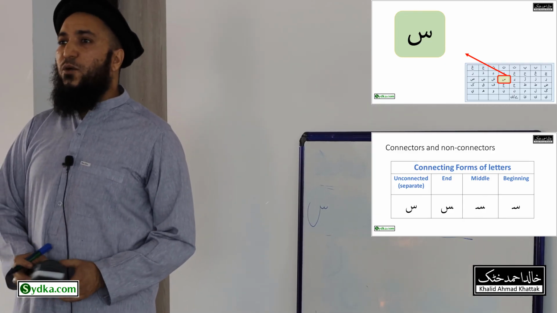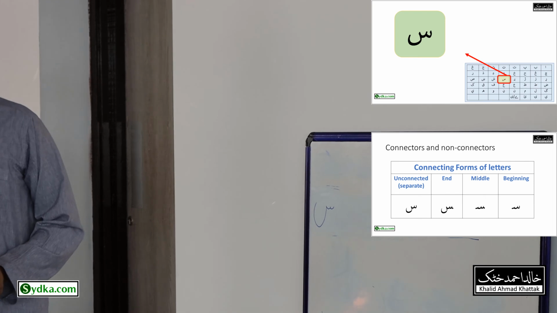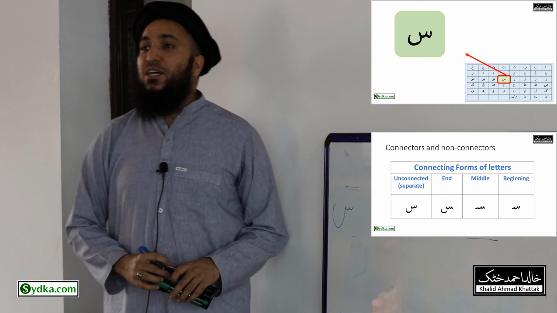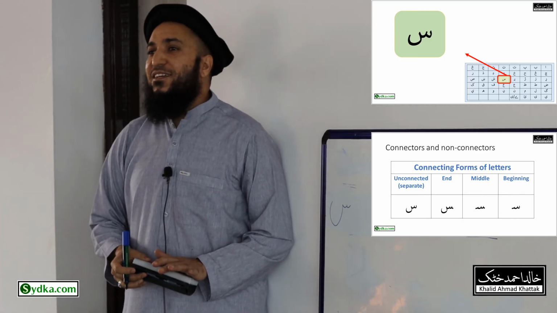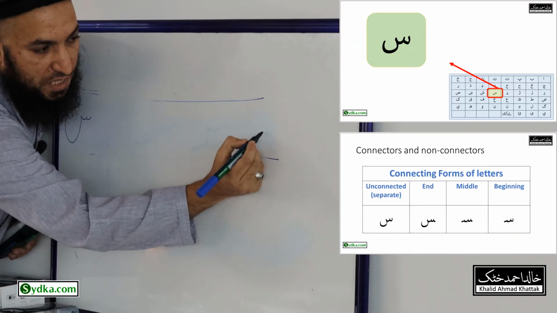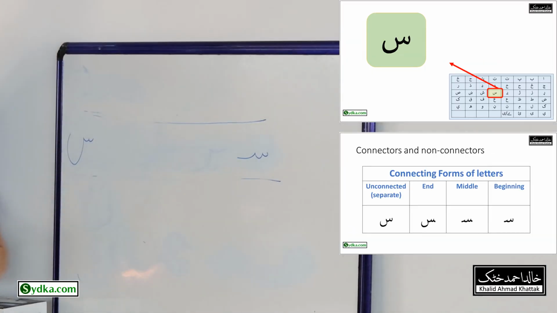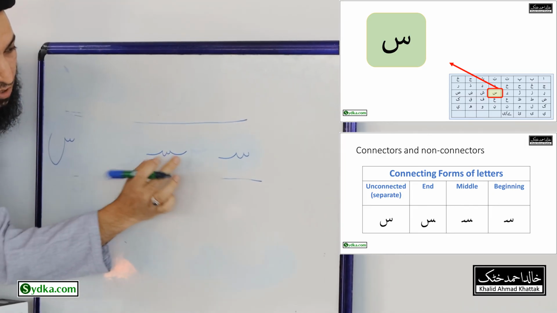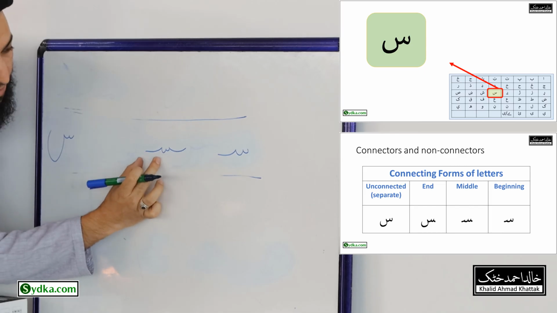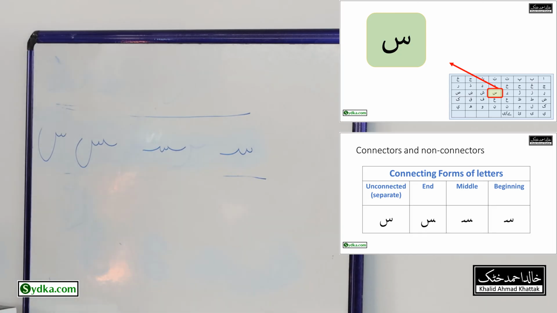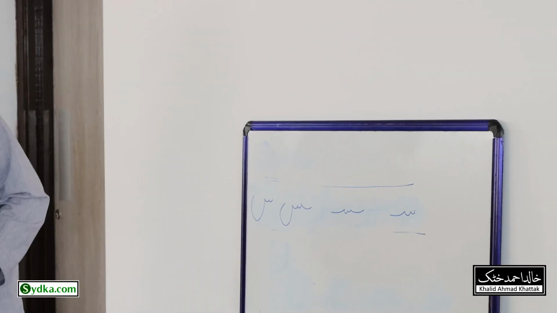Who hasn't said anything, a word of today? Yes, it's easy. Seen, good. Is it a connector or non-connector? Connector. Why? It connects on both sides. Yes, yeah. In the beginning it looks like this. That's the beginning, okay? And in the middle it looks like this. So something can be connected before and something can be connected after. And at the end it looks like this. Okay? So that's the three forms, and this is the fourth one, on its own. Next one.